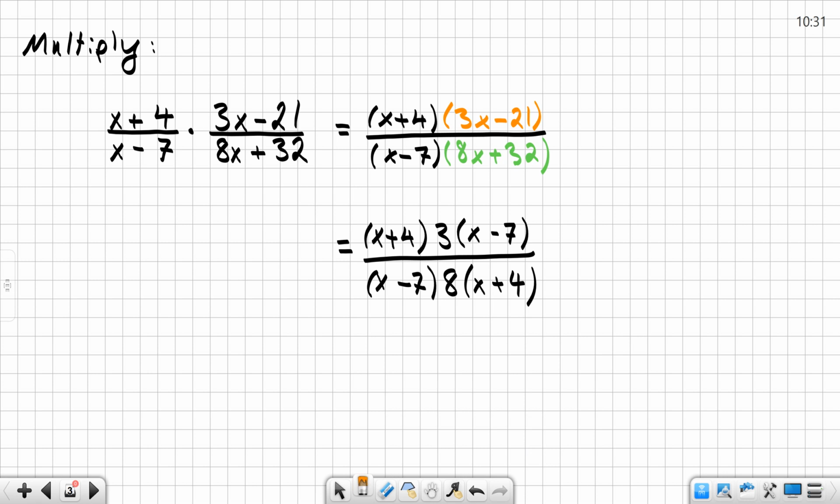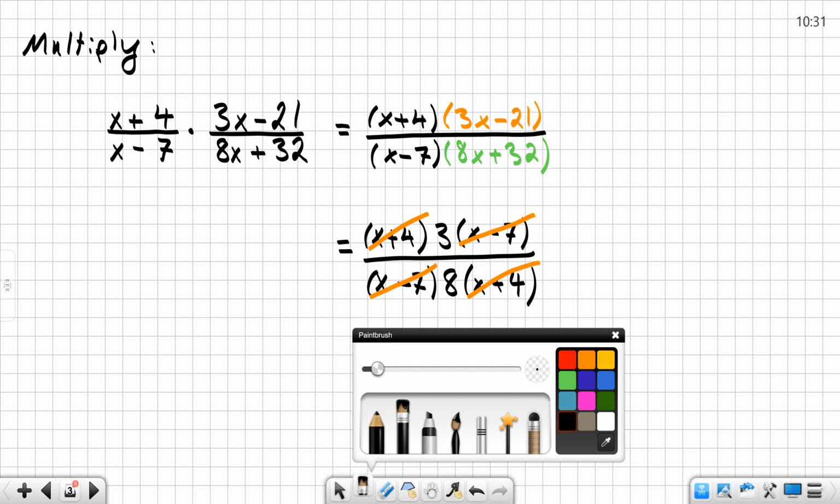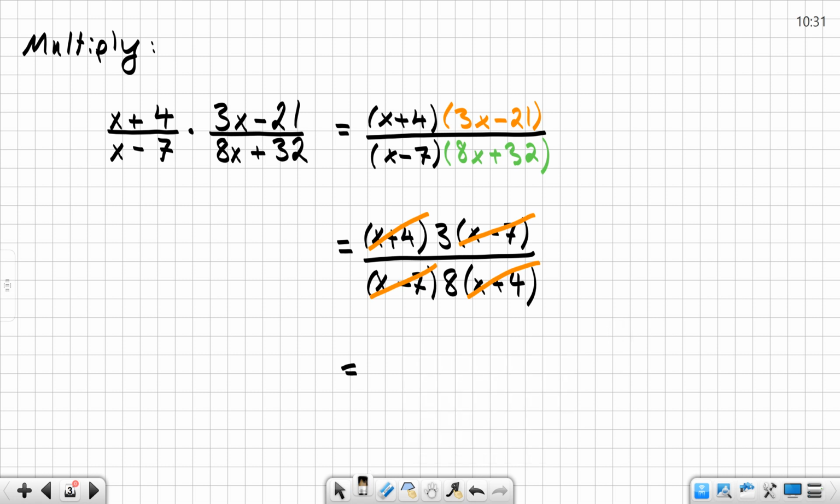All right, now I step a little bit back, or I look at my paper if I'm working this out. Then I see right now that there is a factor of x plus 4 in the top and the bottom, and there is a factor of x minus 7 in both numerator and denominator. And that means now all that is left is 3 divided by 8.